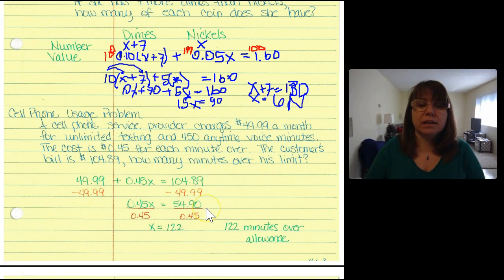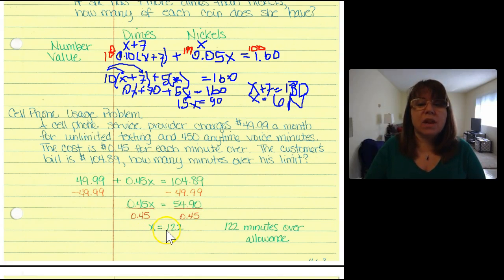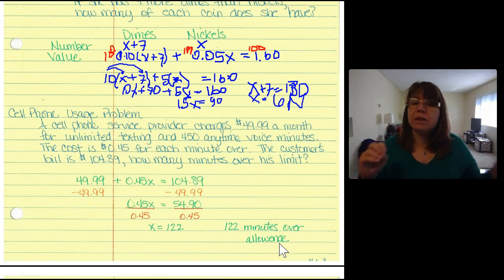I get 0.45x equals 54.90. Divide by 0.45. Therefore, you can plug this into a calculator if need be. X equals 122. Therefore, I talked 122 minutes over my allowance. But how many minutes in total did he talk for that month? Well, that would be the 450 plus the 122. So that would be 572 minutes in total.